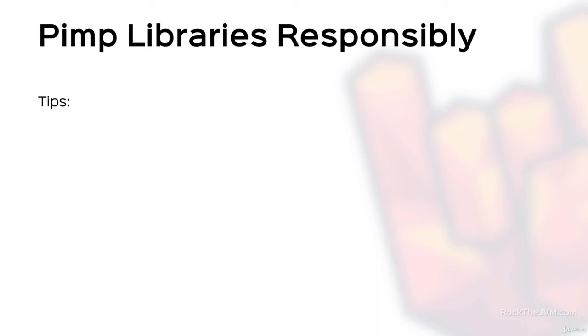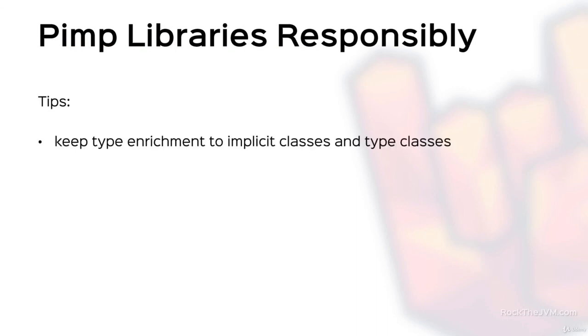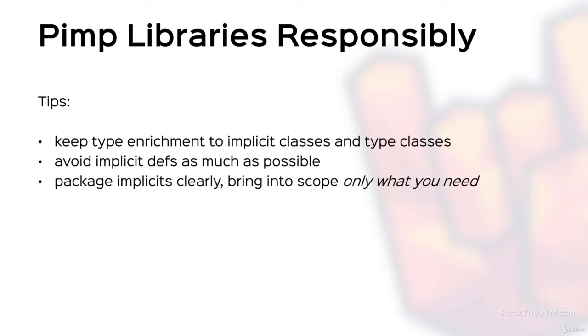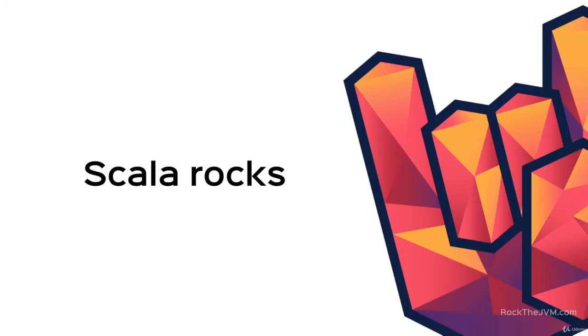So, as a general set of best practices, maintain type enrichment to implicit classes and type classes, as we'll see in the next video, as much as possible, and avoid implicit defs. Also, if you have multiple implicit values, package them clearly and bring into scope only what you need and when you need it. But if you do need type conversions, make them as specific as possible and never with general types.